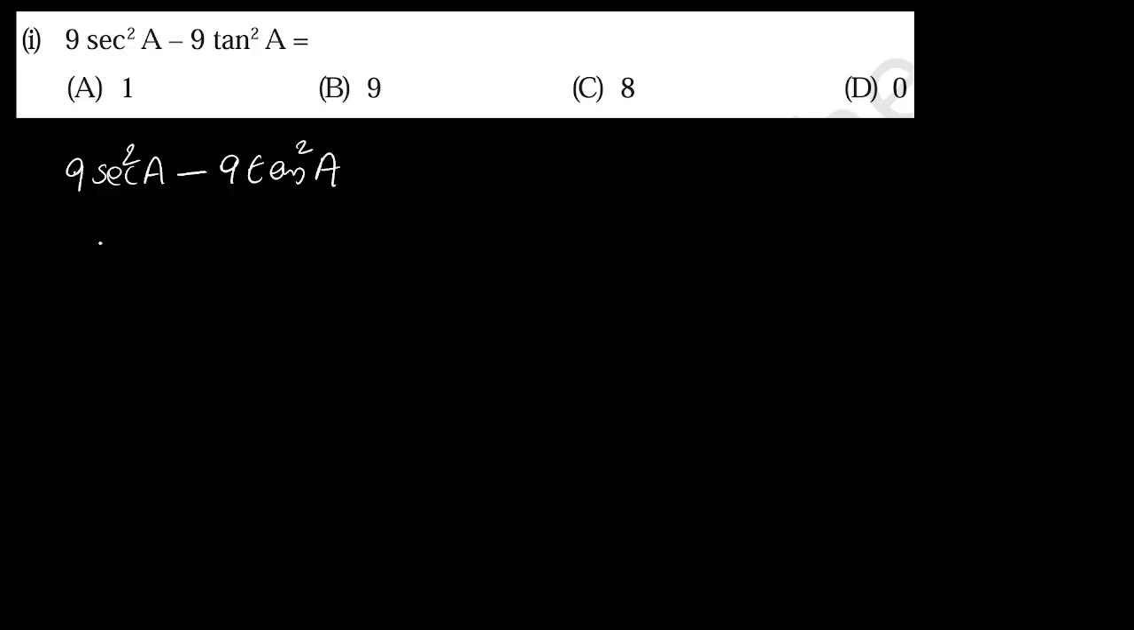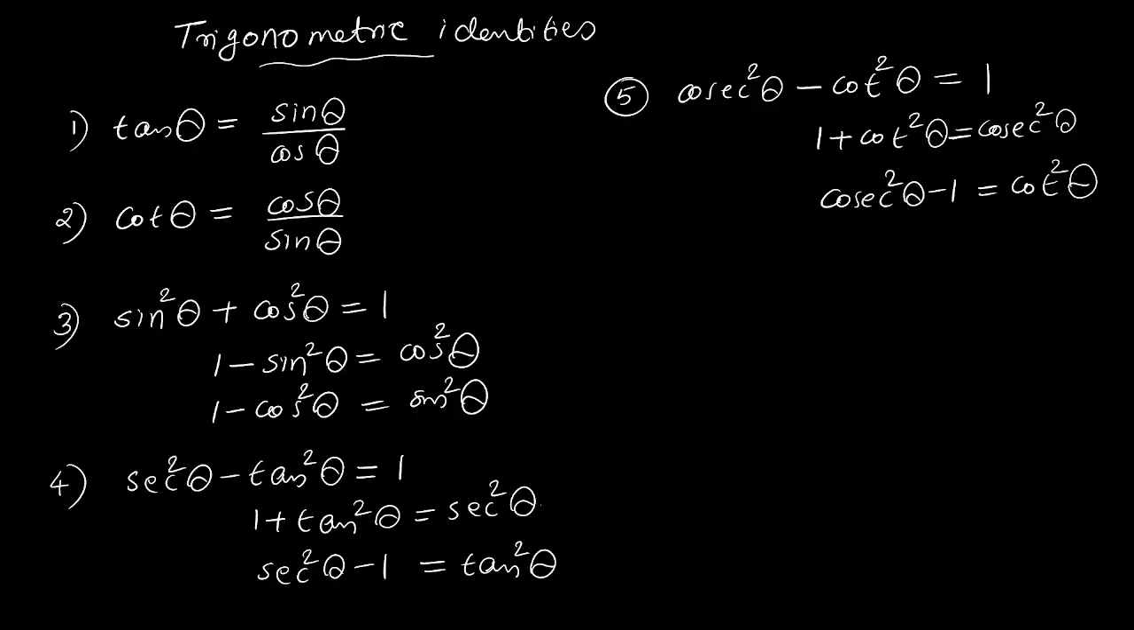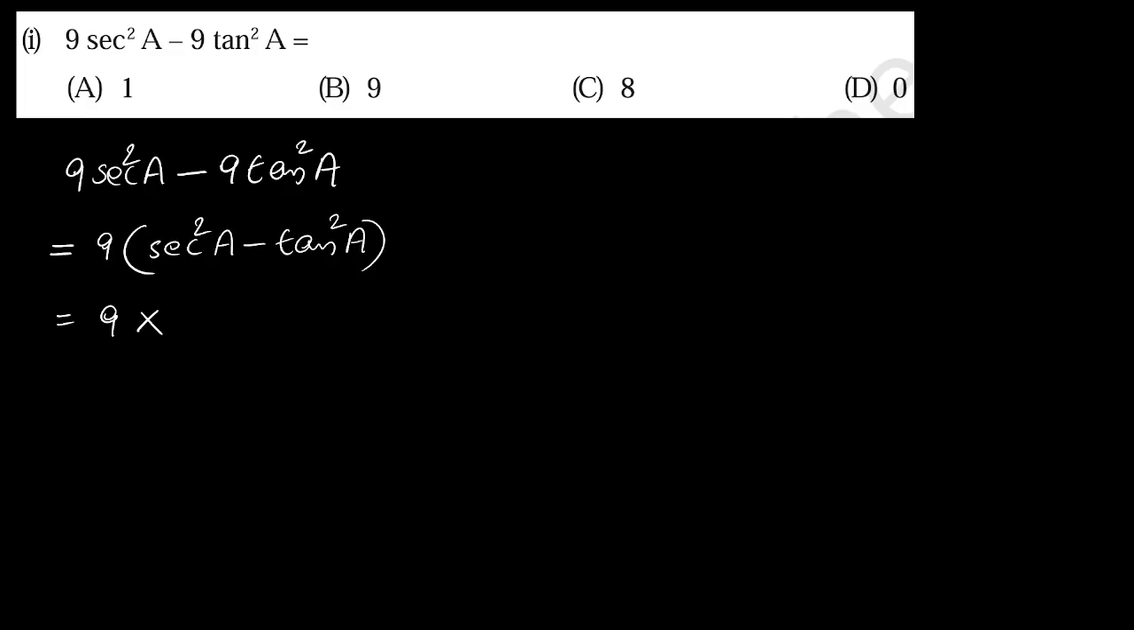Anybody, what will be the first step? Yes, 9 is common in both, so 9 is taken outside: 9 into sec square A minus tan square A. Sec square A minus tan square A, we studied it as an identity. Remember that? Sec square A minus tan square A is 1. 9 into 1, so 9 is the answer. It's a very simple question. The identity is to be memorized.